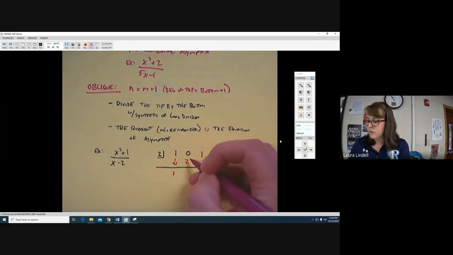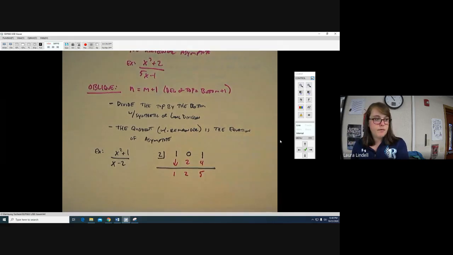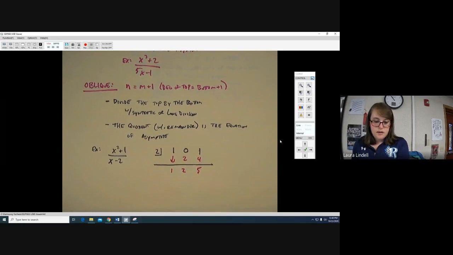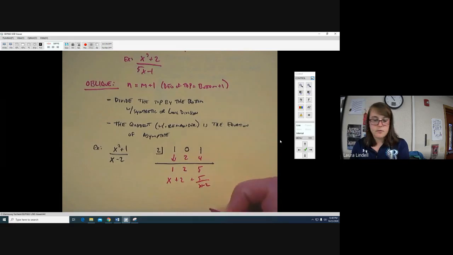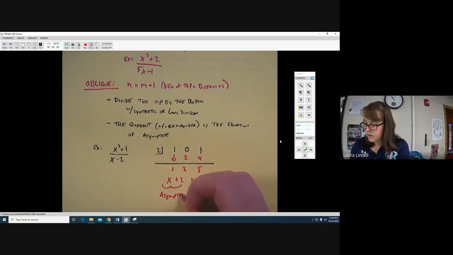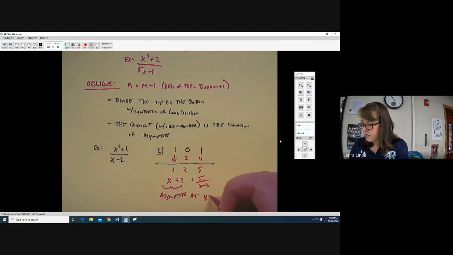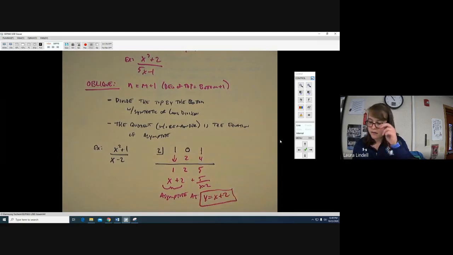1 times 2 is 2. Add them. 2 times 2 is 4. 4 plus 1 is 5. So then this would be x plus 2 plus 5 over x minus 2. And this will be my equation of my asymptote. So that'll be my oblique asymptote. So we ditch the remainder and we keep the x plus 2 here for our asymptote.